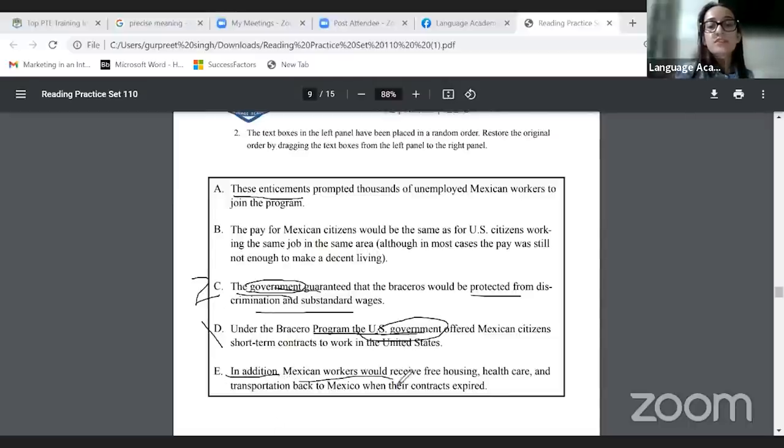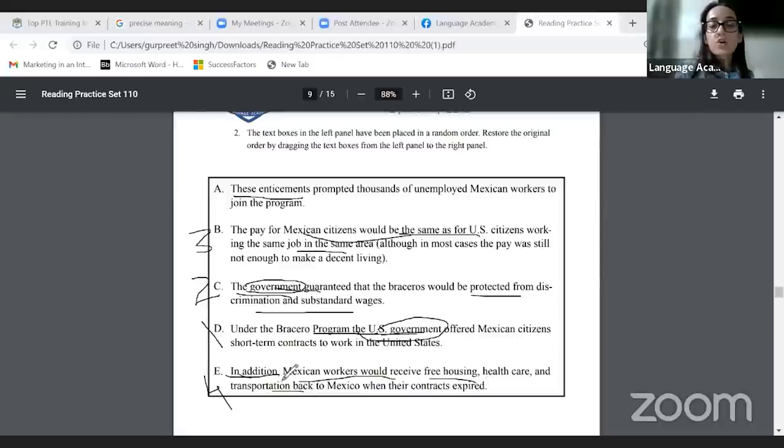Mexican workers would receive this thing. That means there should be a sentence which should come before and tell what Mexican workers will receive. Because in addition means also they will receive this thing. So that's why B comes first when you say the pay for Mexican citizens would be the same for US citizens working the same job in the same area. Means the Mexican citizens will get the same pay. Also, they will get free housing, healthcare and transportation.